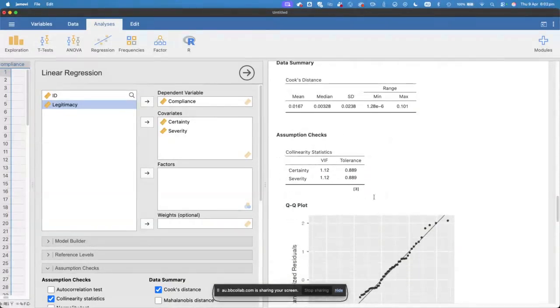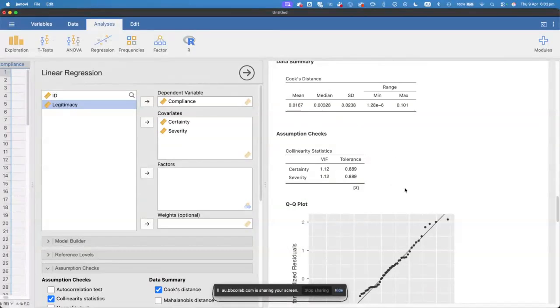And then we have the collinearity, which is the variance inflation factor and tolerance. We want variance inflation factor to be less than 3, tolerance to be greater than 0.3. And what this relates to, and they're both the same thing, they're just the inverse of one another, is whether your variables are highly correlated with one another.